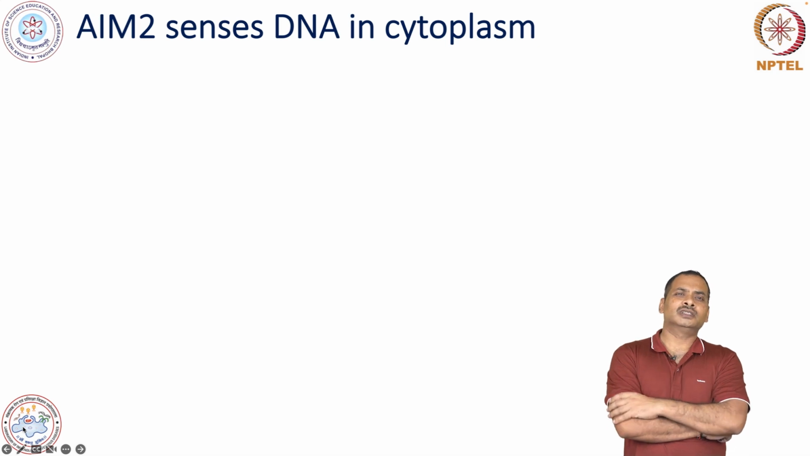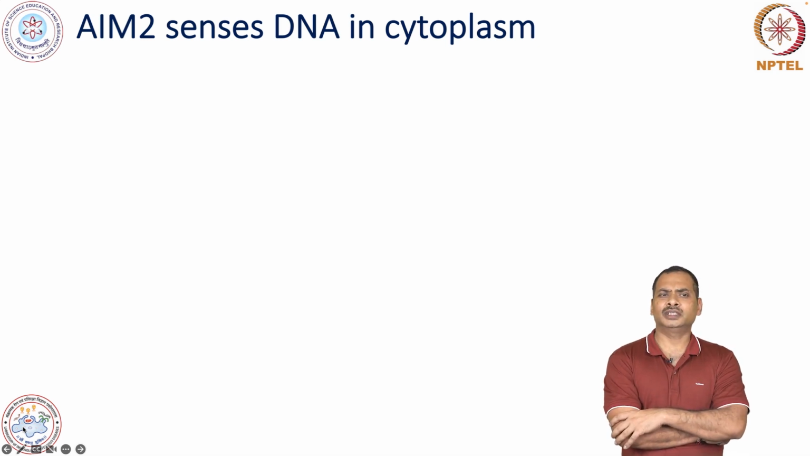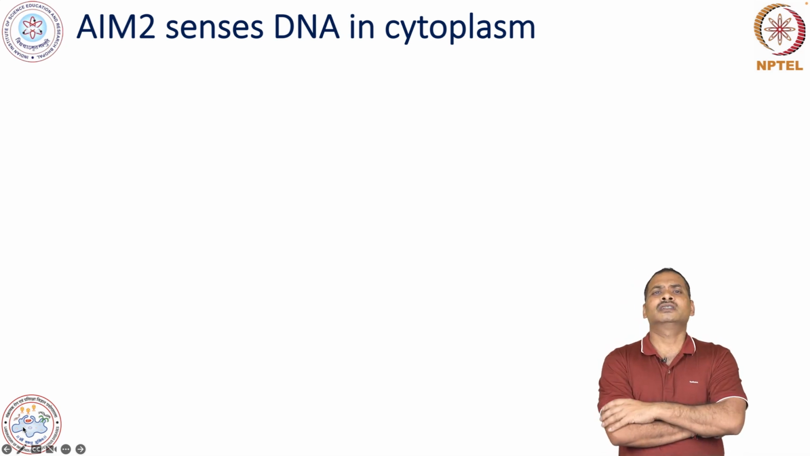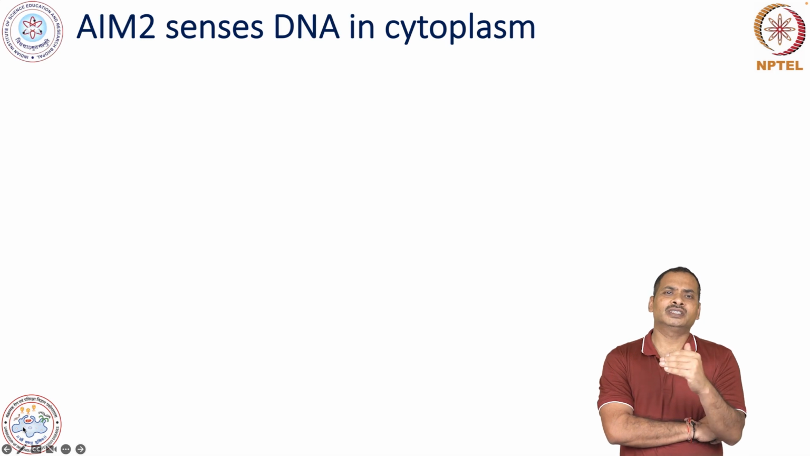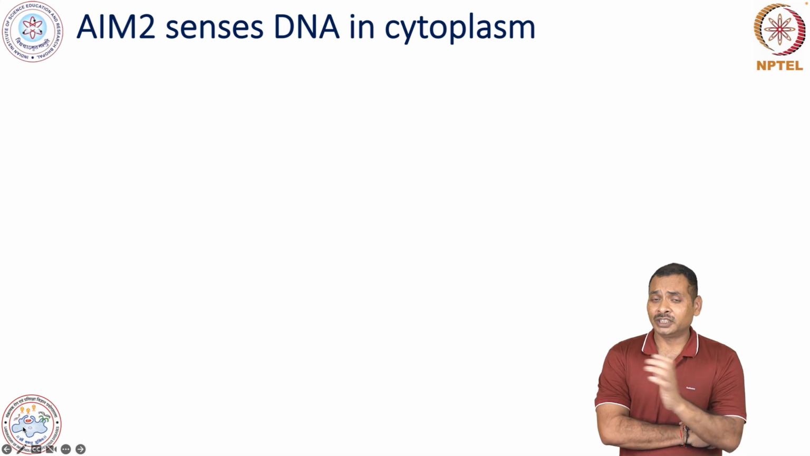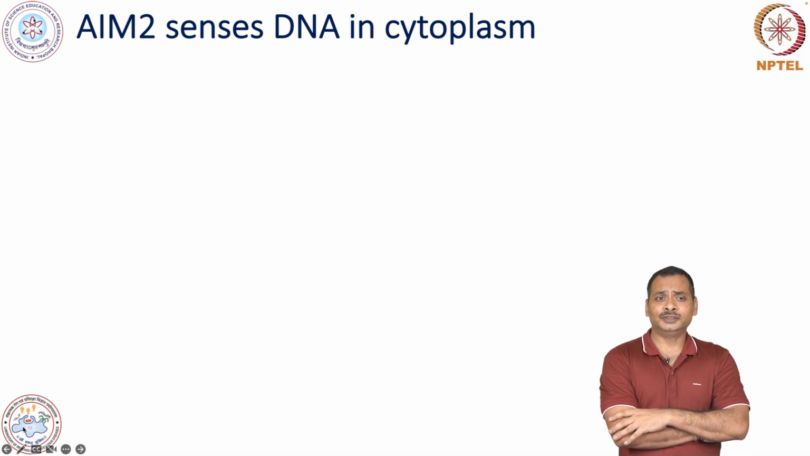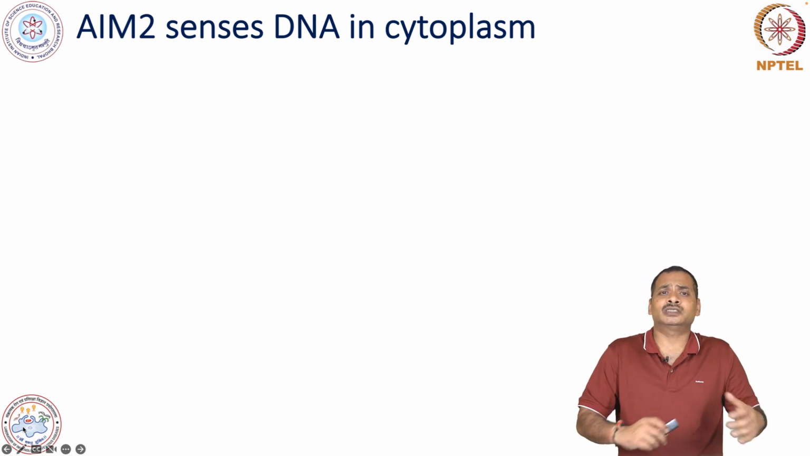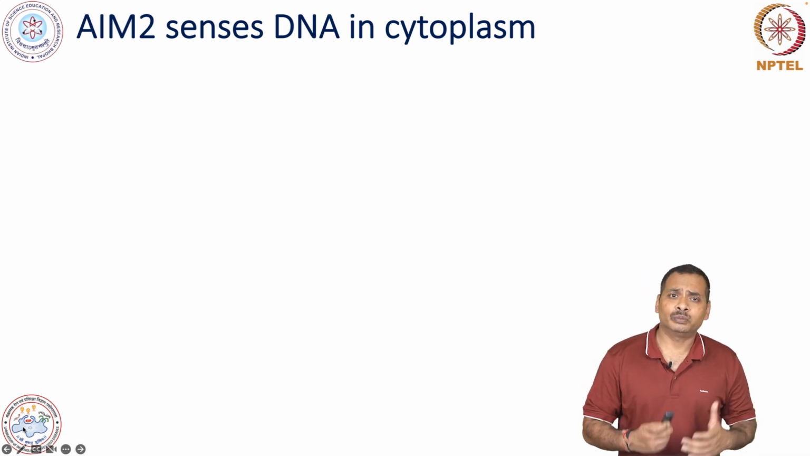There is another sensor which plays a very important role in DNA sensing, but it is not inducing conventional cytokines. It induces a very potent pro-inflammatory cytokine, but it is not inducing type 1 interferon. This sensor is known as AIM2, and it makes the AIM2 inflammasome.